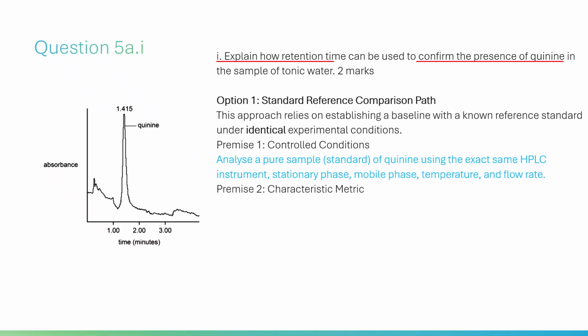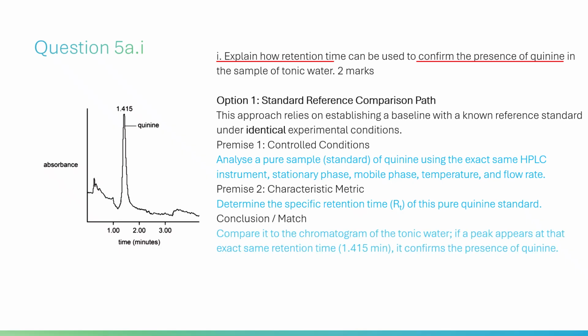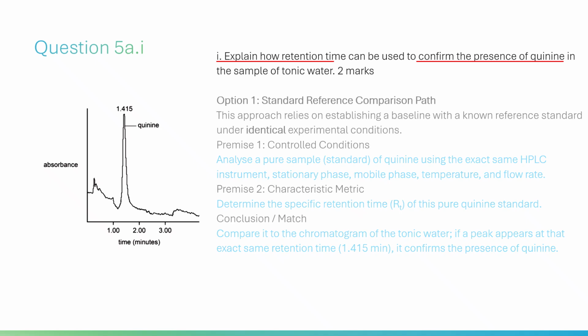Premise 2, Characteristic metric. Determine the specific retention time, RT, of this pure quinine standard. Conclusion and match. Compare it to the chromatogram of the tonic water. If a peak appears at that exact same retention time, 1.415 minutes, it confirms the presence of quinine.